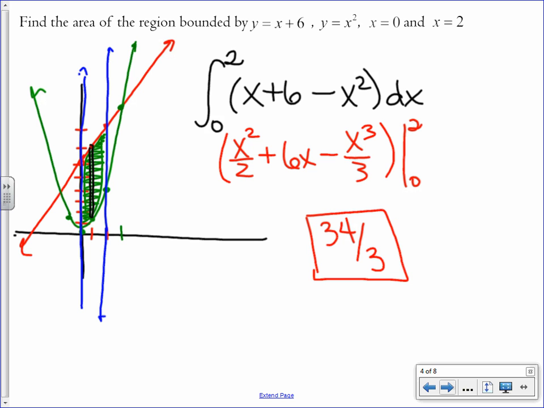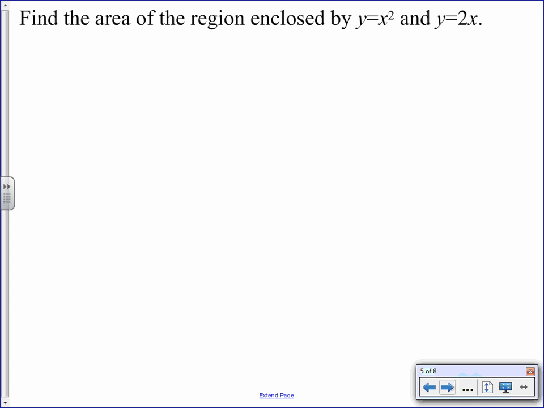Okay, I'll get to your question in a couple of examples. Jared's question was, what happens if we're trying to find the area from 0 to 6, because we have this intersection right here? We'll get there in a little bit. Let's try another one.